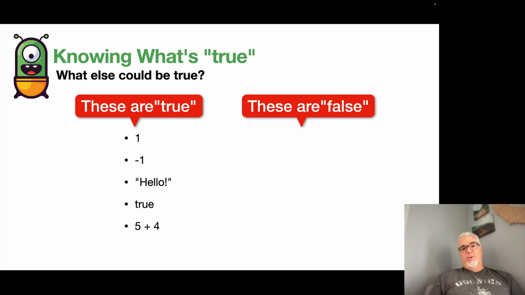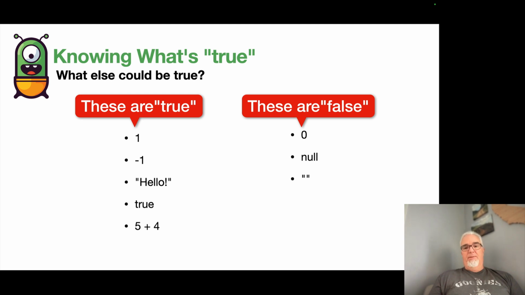Now, these things are false. Here are some things that are false. The number 0 is false, okay? 0 is always false. So is the word null. Null is a special value that says this is empty. So if we assign null to a variable and then we test to see whether that variable evaluates to true or false, then it will evaluate to false.